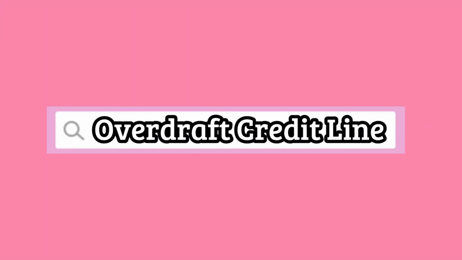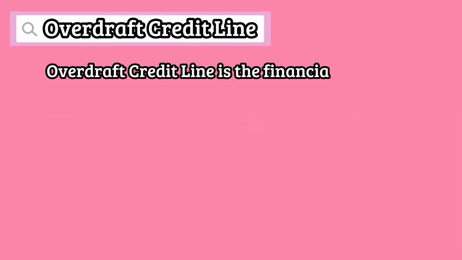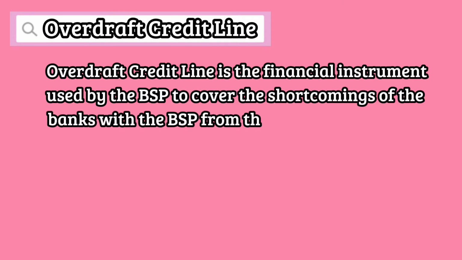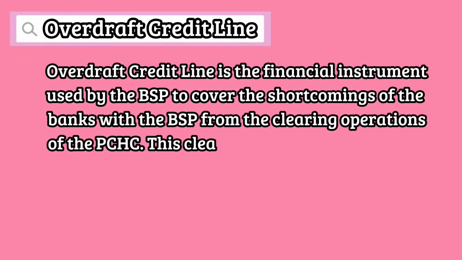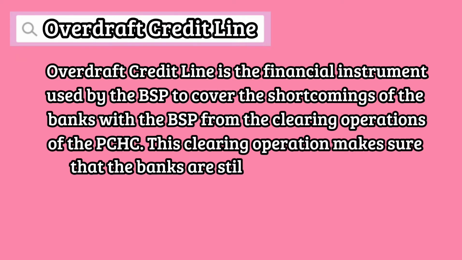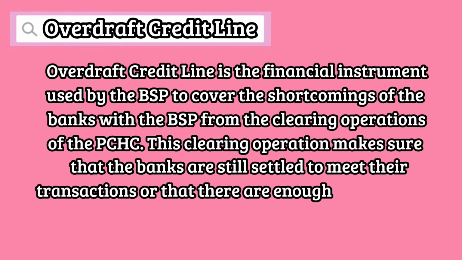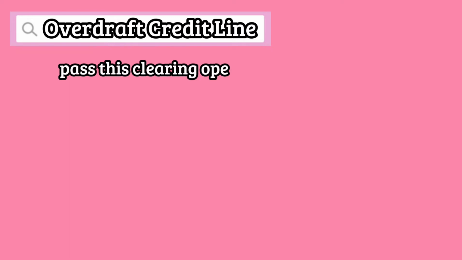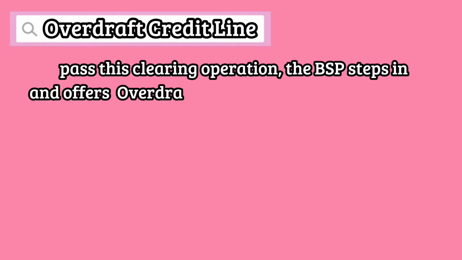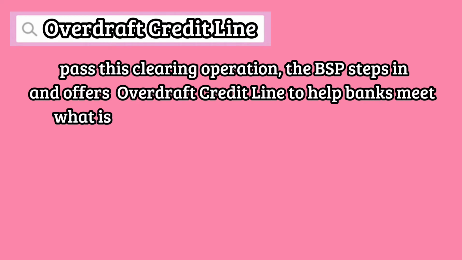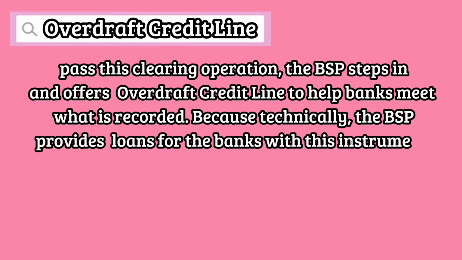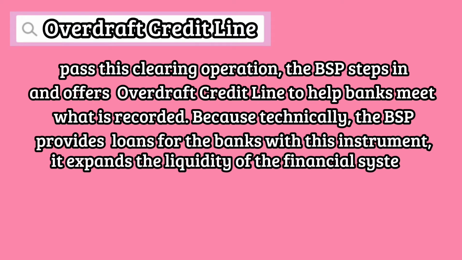money. Overdraft credit line is the financial instrument used by the BSP to cover the shortcomings of the banks with the BSP from the clearing operations of the PCHC. This clearing operation makes sure that the banks are still settled to meet their transactions or that there are enough secured funds as promised. So, in order for the banks to pass this clearing operation, the BSP steps in and offers overdraft credit line to help banks meet what is recorded. Because technically, the BSP provides loans for the bank with this instrument. It expands the liquidity of the financial system.